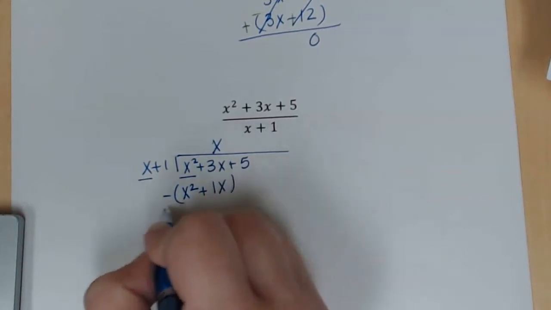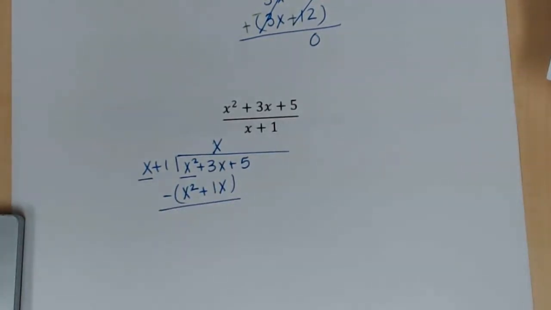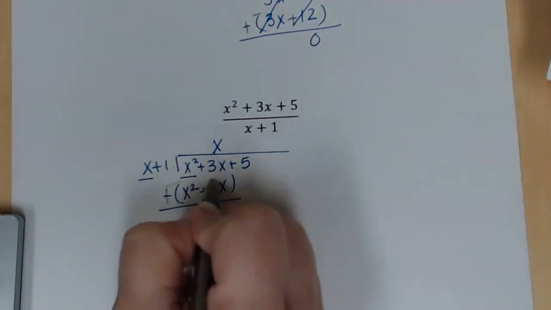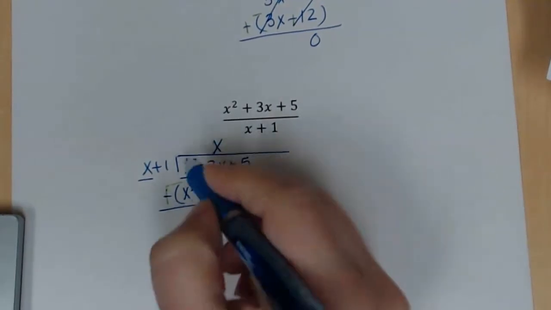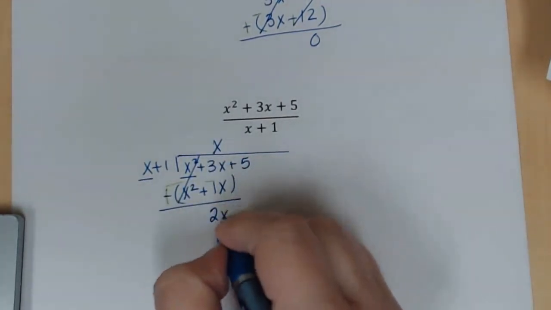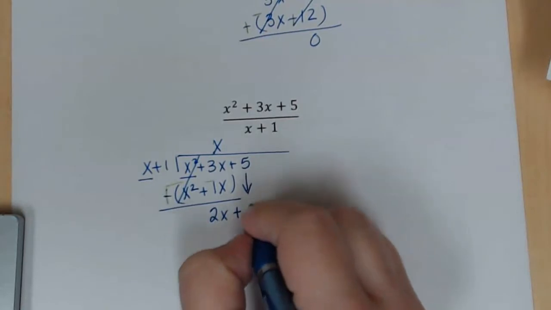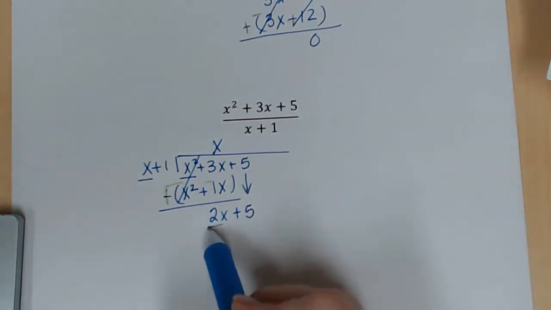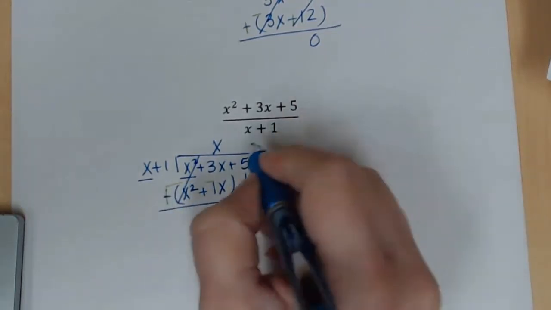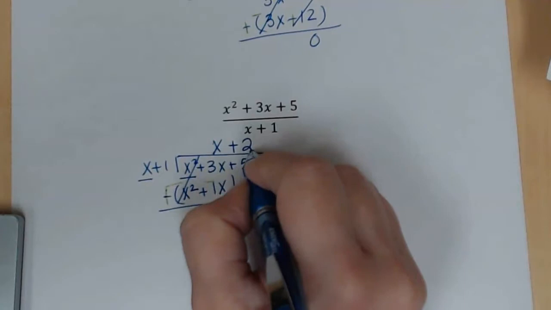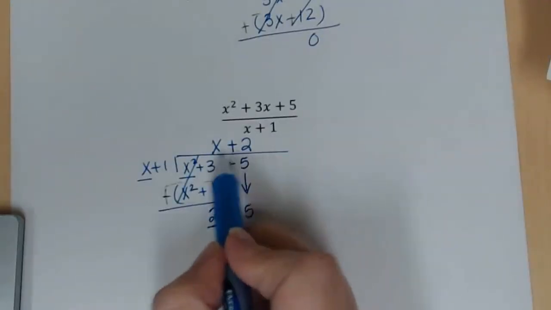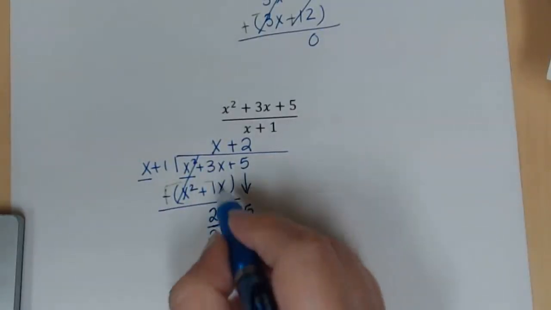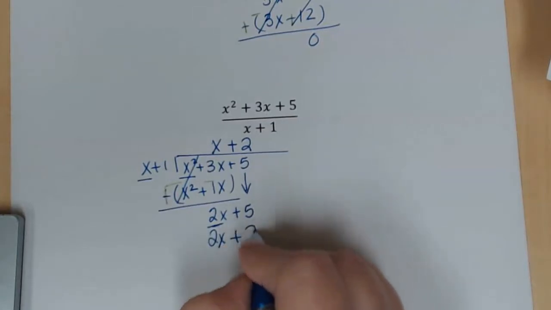And I want to subtract this whole thing. So I'm going to change all the signs. So that gives me 2x, bring down the positive 5. Then I'm going to compare again. Again, I'm not comparing anything back here. I'm only comparing the front pieces here. X times what would give me 2x, and that would be a positive 2. Multiply. 2 times x is 2x. 2 times 1 is positive 2.